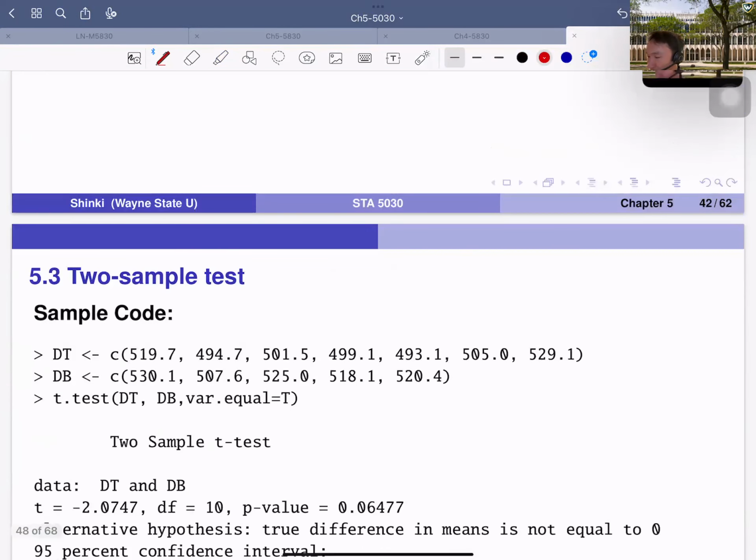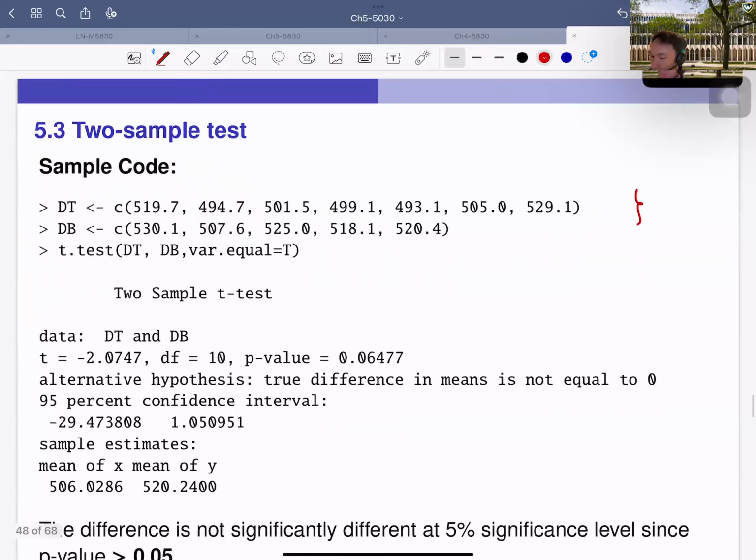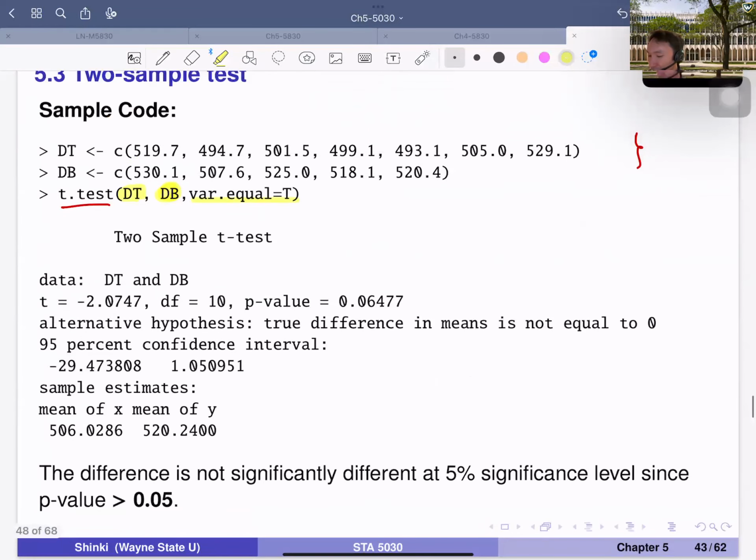And actually, there are many schools in Detroit and Dearborn, so we just randomly picked 7 schools and 5 schools. And we use the t.test function. This is the same as the one-sample t-test, but the difference is we have 2 inputs, the one vector dt and the other vector db. And we have to specify var.equal equal to TRUE. The default is var.equal equal to FALSE, because we have no reason to believe that the variances are equal. But we are thinking about the simplest case, so we do this.